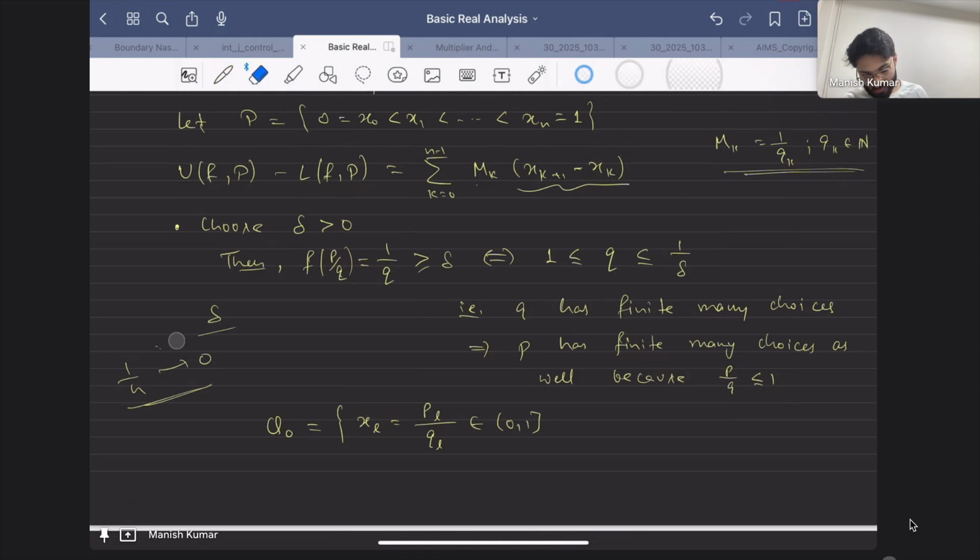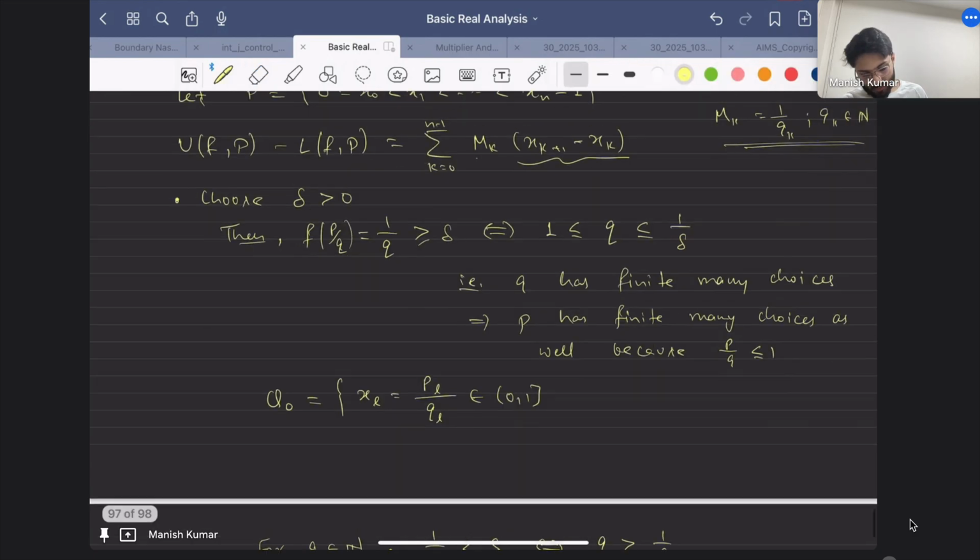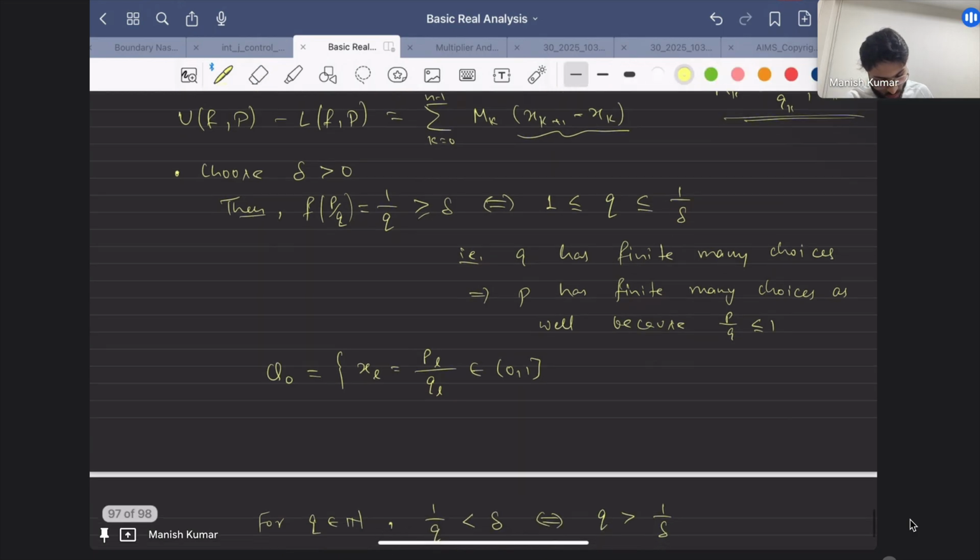So I think that would be better to write probably. But I don't want to deal with the sequences, that's it. Anyway, yes sir, this is fine sir. Correct. Okay, so this is what we have.